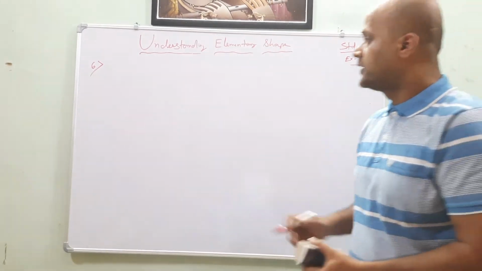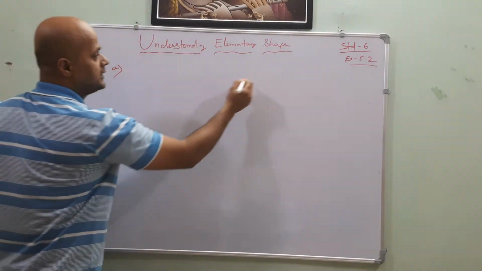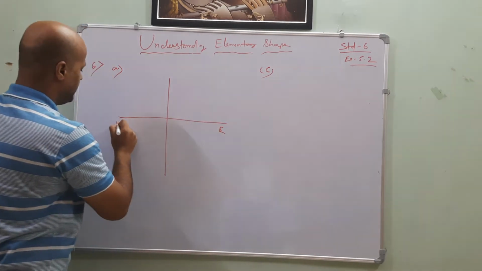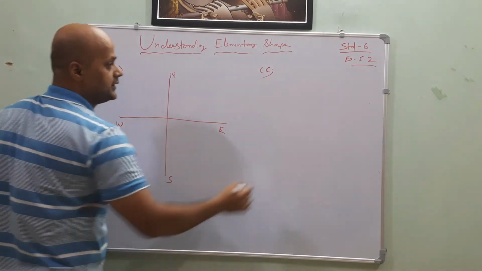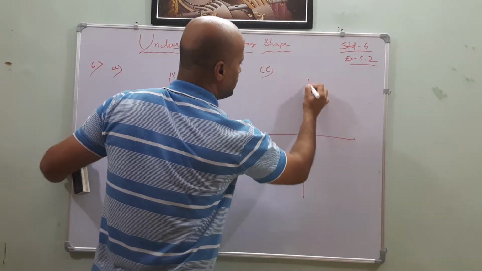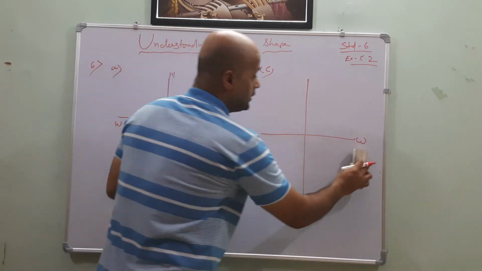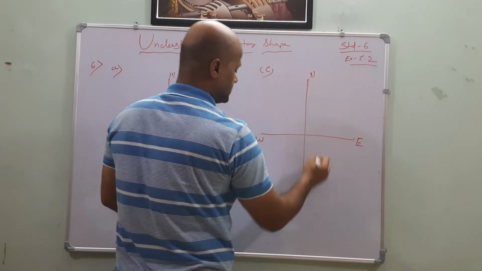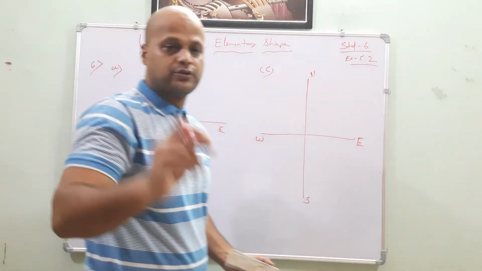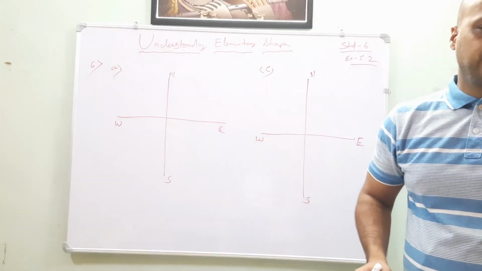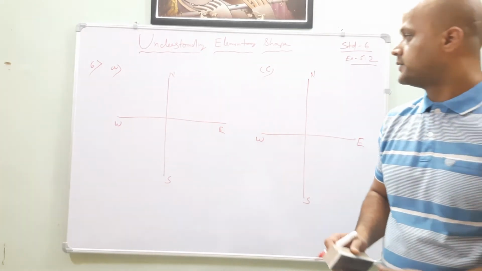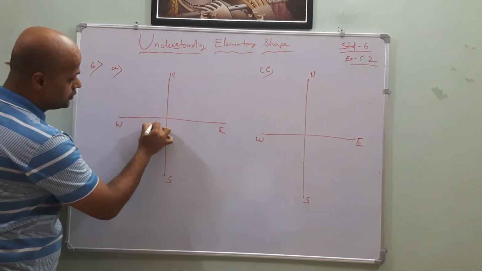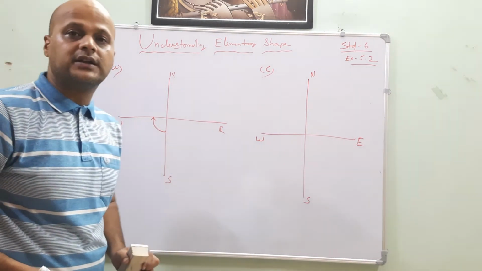Okay. Now make the two faces, 6th A and C. Draw it again. East, west, north, south. Because I am doing 2 points, that's why I am drawing 2 examples. Okay, east, west, north, south. The first question is given as what? It starts from south and turns clockwise to west. Now tell me how many right angles are here?